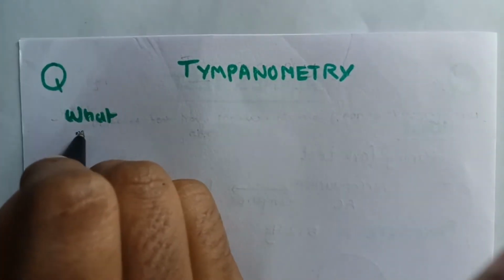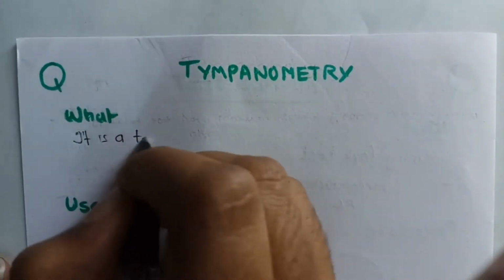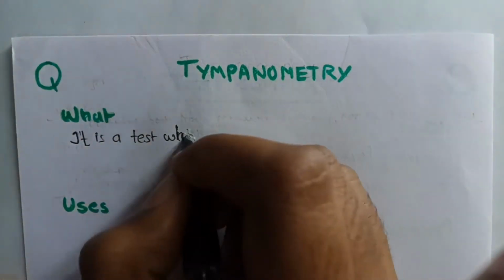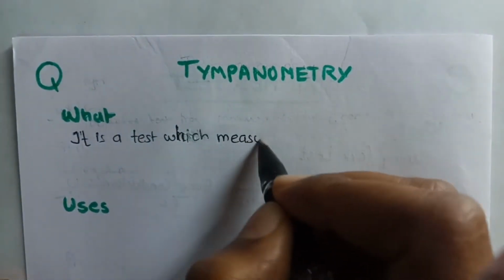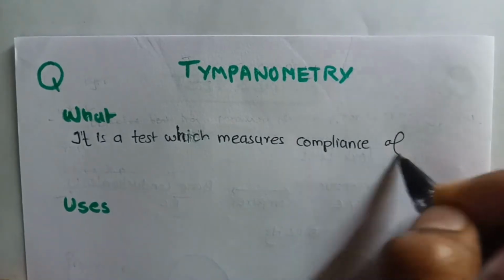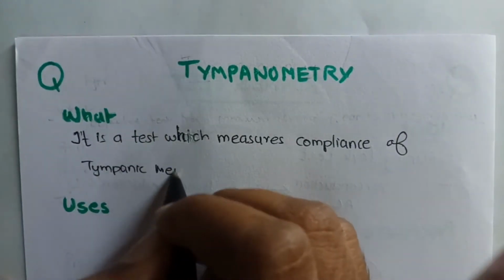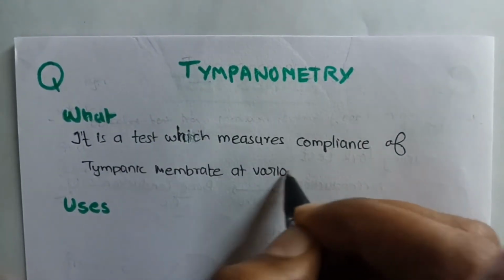So tympanometry. First of all, we should know that it is an objective type of test. So it is an objective test which measures compliance of the tympanic membrane at various pressures.